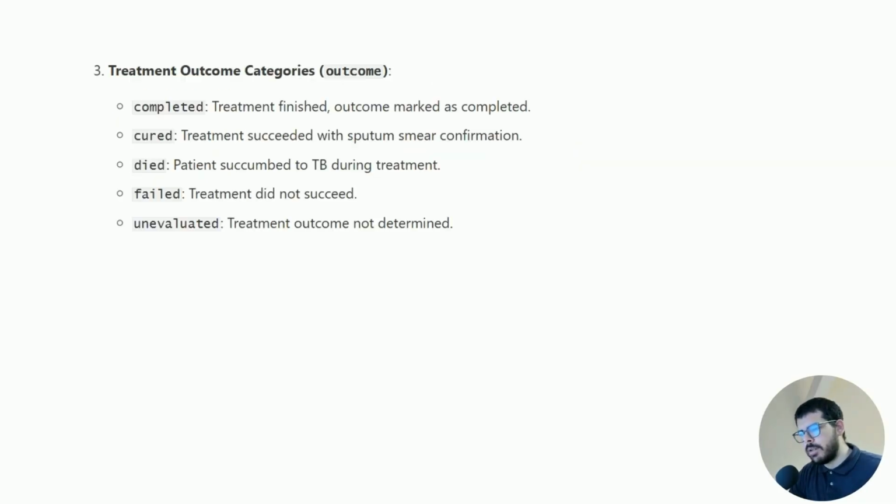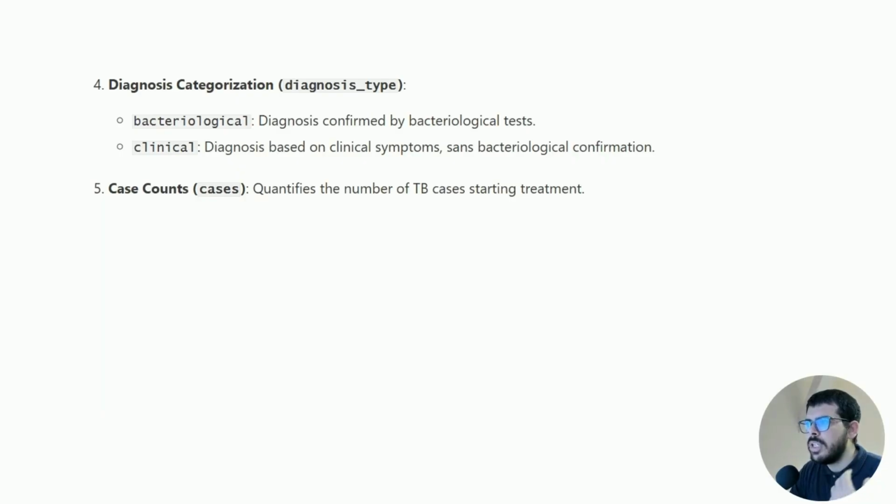The third layer in our data is the aggregation by treatment outcome in the outcome variable, and in this column we have 5 outcomes: the completed, the cured, the died, the failed, and the unevaluated outcomes. Additionally, the fourth layer of aggregation is diagnosis categorization, which is basically the diagnosis type. And finally, we have the case counts depicted in the cases column, which quantifies the number of cases for each observed combination of our columns.